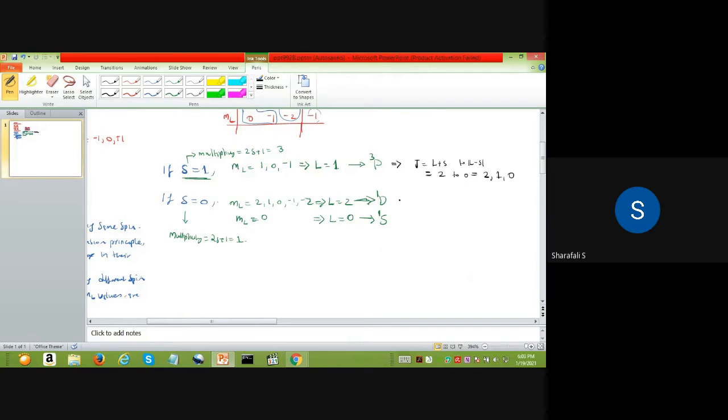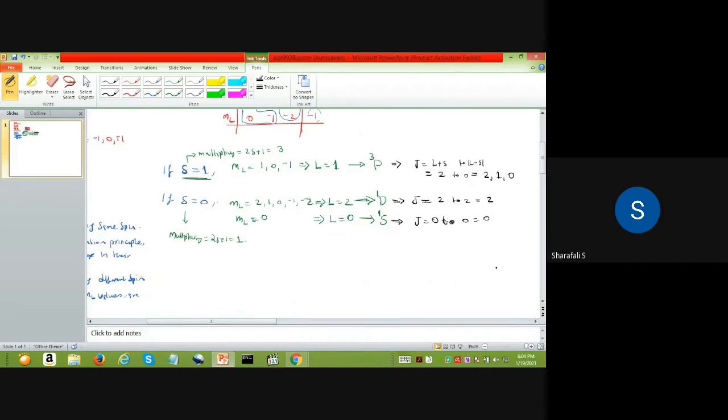Now if you consider this case, the J value will be L plus S to L minus S. In this case that will be 2 plus 0, so 2, and 2 minus 0, 2. So that will give me J value is only 2. And in this case also, J equals L plus S, that is 0 plus 0, so 0, and 0 minus 0 is also 0.